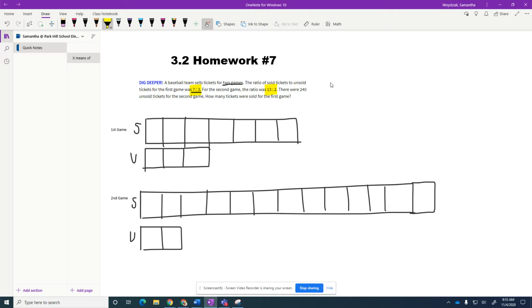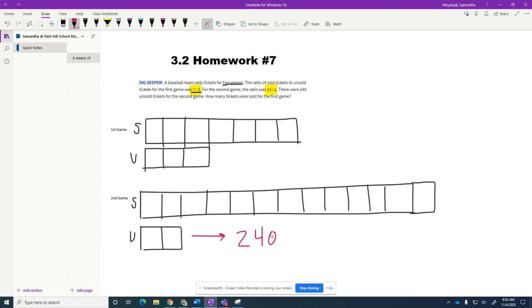So we're going to have to find information first from the second game in order to find the information we need for the first game. Well, when we think about this, this is the same baseball team, and they're selling tickets for 2 games at the same place. So we know that the amount of tickets available for each game will be the same. So that's why we're able to use the second game to help us figure out the first game. So what we know is that there were 240 unsold tickets to the second game.